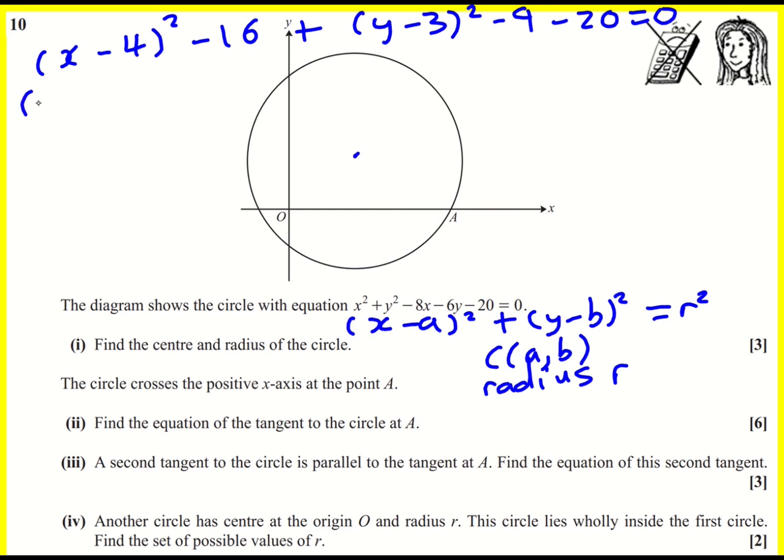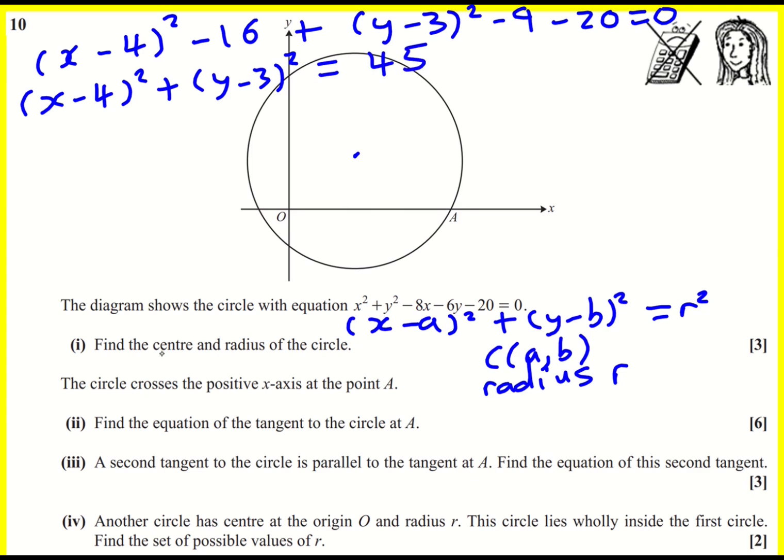So if I tidy that up, I'm going to get (x - 4)² + (y - 3)². Minus 16 minus 9 is minus 25. And then minusing 20 will give me minus 45. So this is going to equal 45.